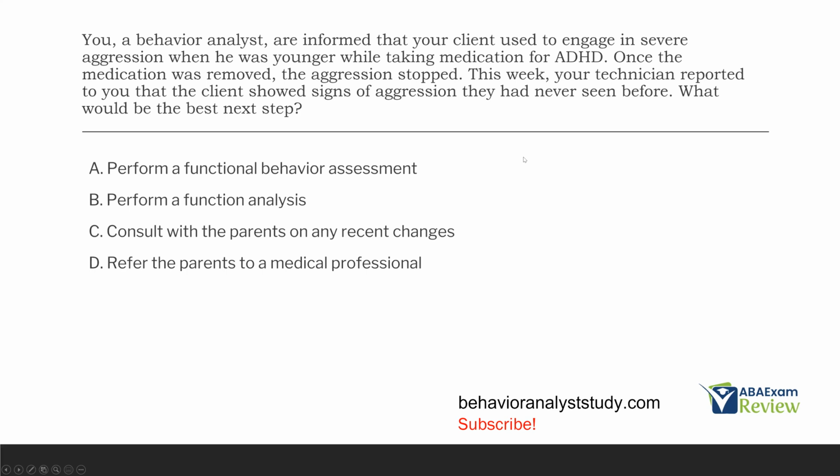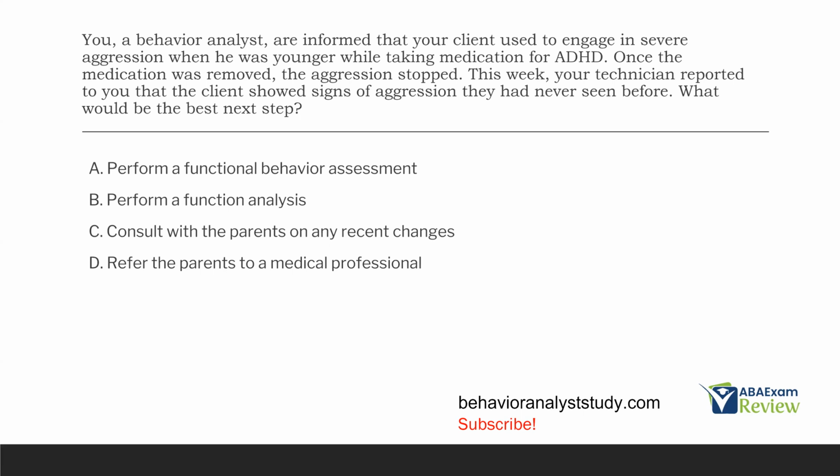All right, kind of an ethical question, kind of a treatment question. We know prior to treatment, we should review all history. That includes medical, if available, if we have access, and if relevant. In this case, it's very relevant. The medication this client used to take for ADHD made them aggressive. They no longer take the medicine, and they no longer are aggressive. However, your technician reported that this week, there's signs of aggression they'd never seen before. Now, put two and two together, right? New behavior, aggression we've never seen before. Given their medical history, there's a pretty good hypothesis here. So what will be the next best step?